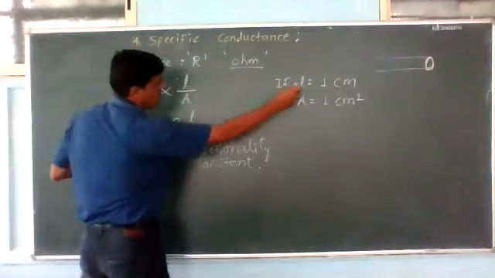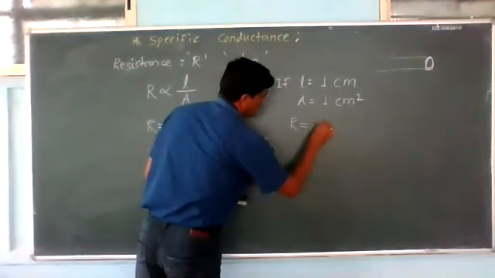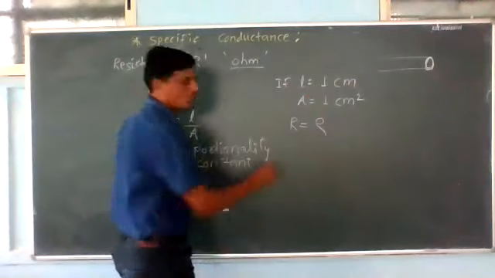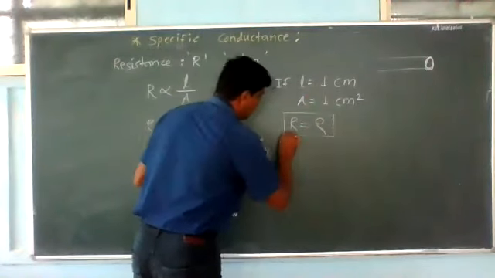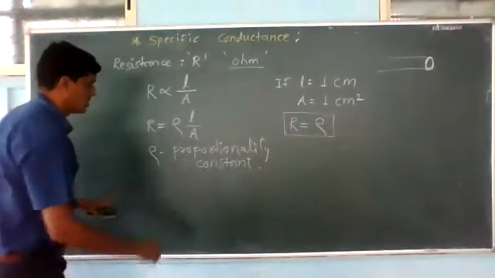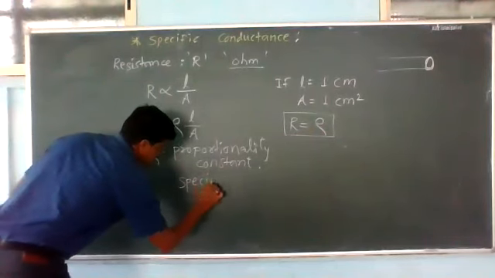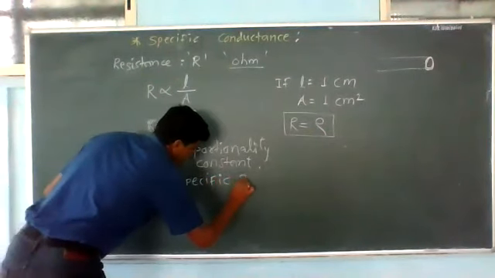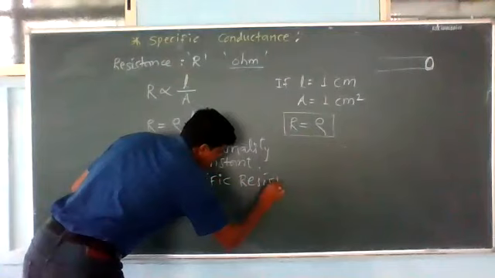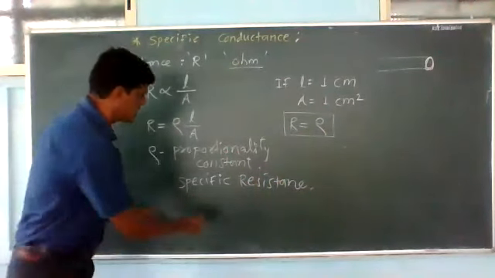If we put the value of L and A in this equation, what we will get? R is equal to rho. Where R is the resistance and rho is the specific resistance, which is also called specific resistance. Why is it specific resistance? Why is it said to be a specific resistance?